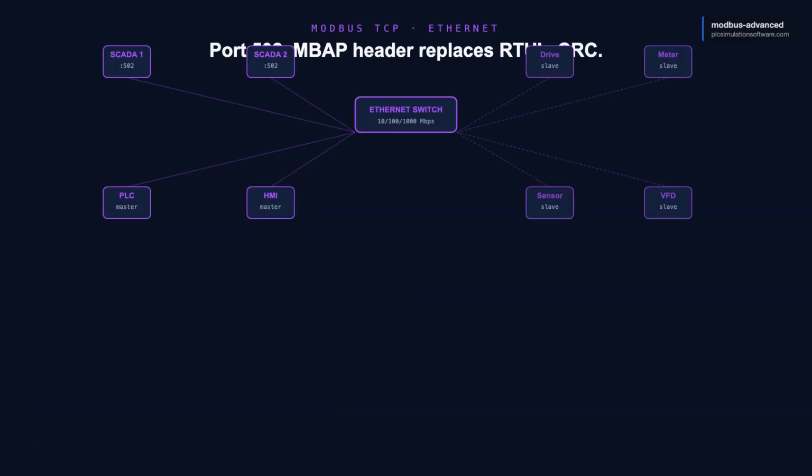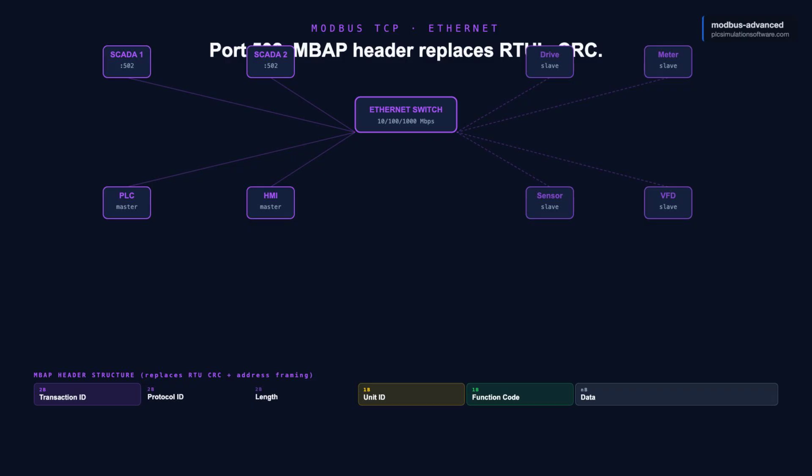Modbus TCP runs over standard Ethernet. The MBAP header replaces the RTU CRC and gives each message a transaction ID for multiplexing. Multiple masters can talk to the same slave because the TCP socket layer handles the message queue. IP routing means slaves can live anywhere reachable on the network. A slave can be in the next room, the next building, the next country.